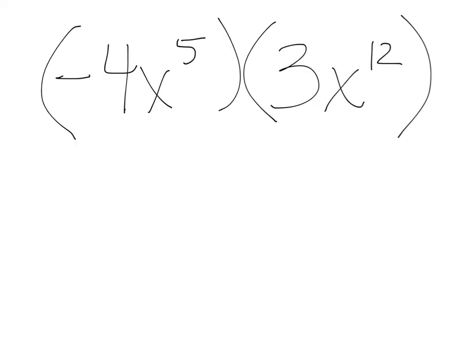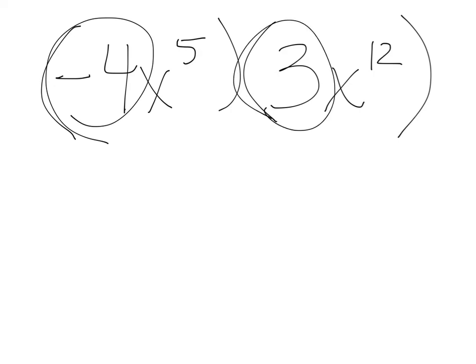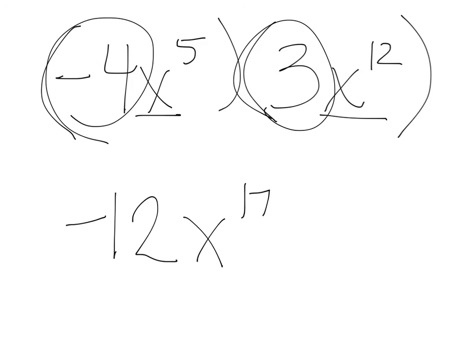Okay? And finally, here's another one. Here's a negative 4 and a positive 3 as the coefficients. So negative 4 times 3 is negative 12. X to the 5th times x to the 12th is x to the 17th.